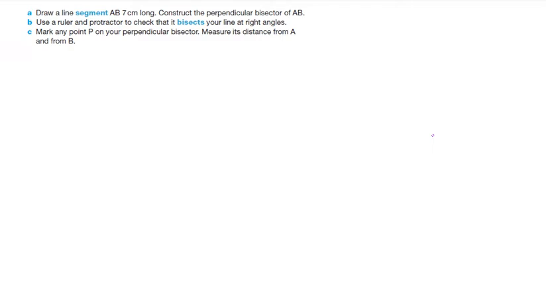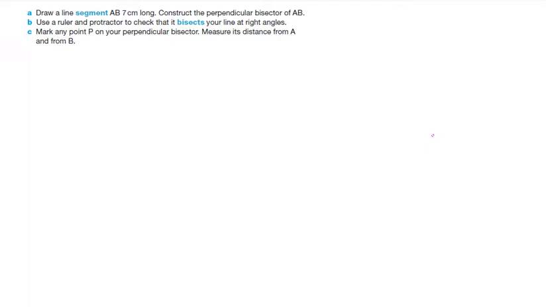Alright, so in this again we need to draw a line segment of 7 centimeter long and set a perpendicular bisector of A and B. Use a ruler and protractor to check that it bisects your line at right angles. Mark any point P on your perpendicular bisector and measure its distance from A and B. So that's the exact same thing that we did in our previous question.